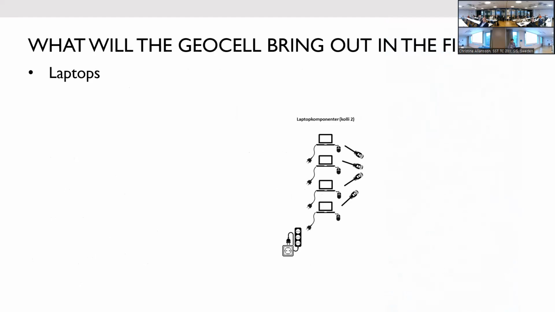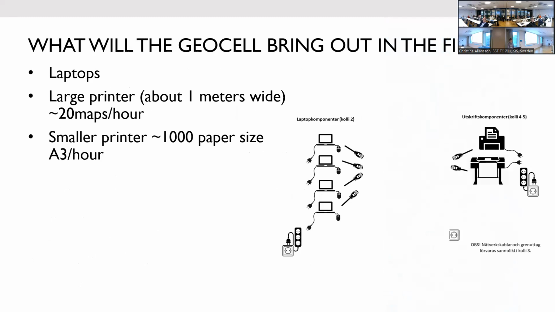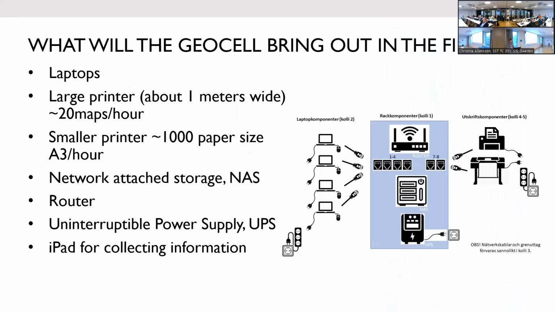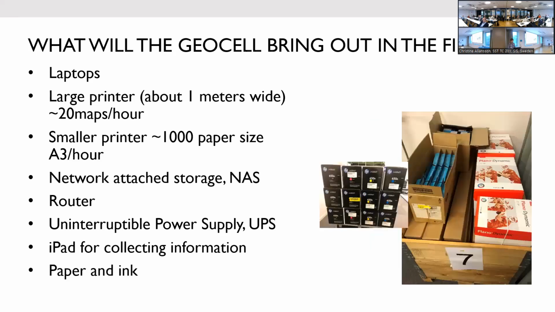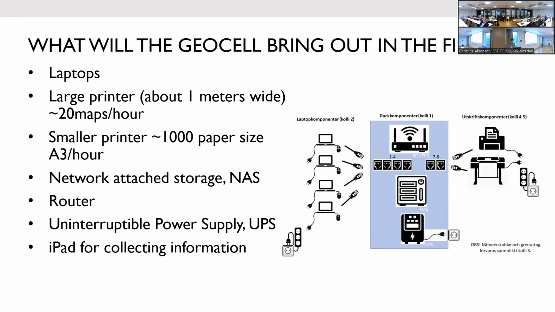So the GeoCell equipment consists of 7 different sized colli that can be loaded into a smaller size truck. And the equipment consists of 4 laptops, 1 large printer and 1 smaller printer, a network attached storage, and all of these components are connected through a router. And it can run for about 1 hour without power supply using the UPS.